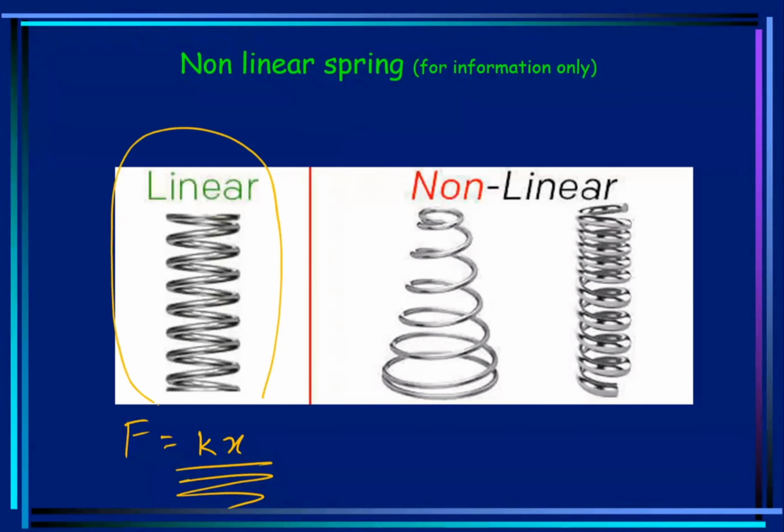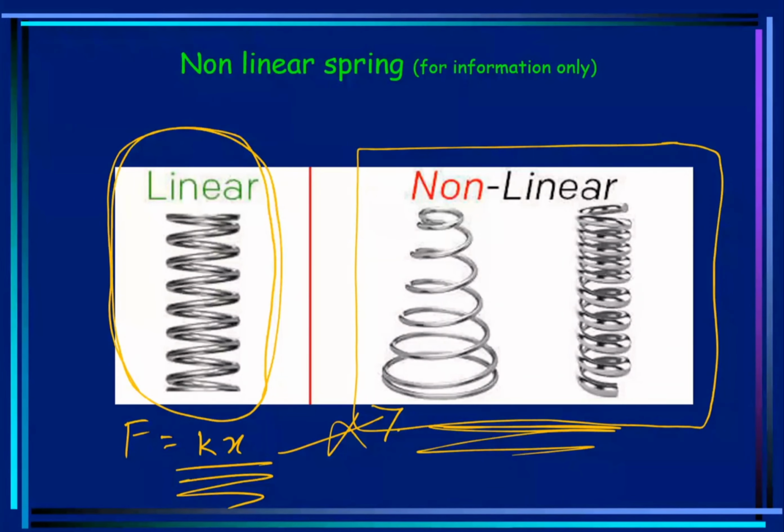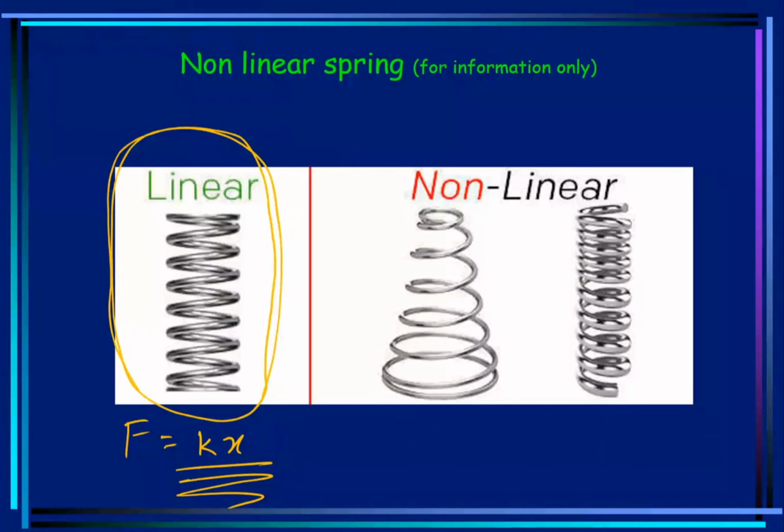F equals kx applies to linear springs only. It does not apply to non-linear springs. You haven't studied non-linear springs. They are normally used to damp vibration and also used for other resonance damping applications. So mostly in your course it is the linear spring. Okay, so for the linear spring, it's always F equals kx. Remember that.